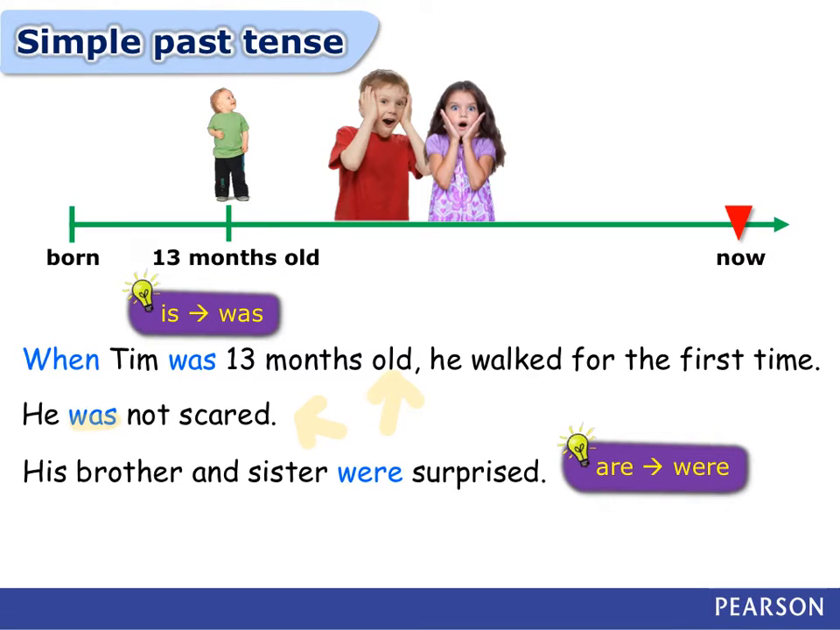He was not scared. And this next sentence, his brother and sister were surprised. Here, why do we use were? Because his brother and sister, if you replace it with a pronoun, you use they to replace it. For present tense, we say they are surprised. And the past tense of are is were instead of was. So this is why we say his brother and sister were surprised instead of was surprised.